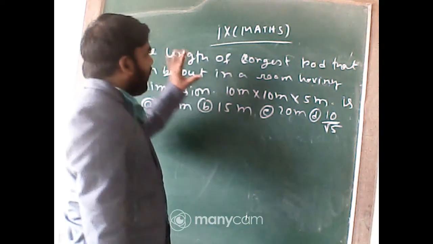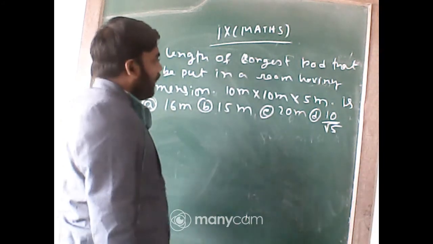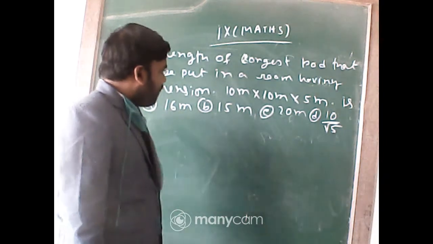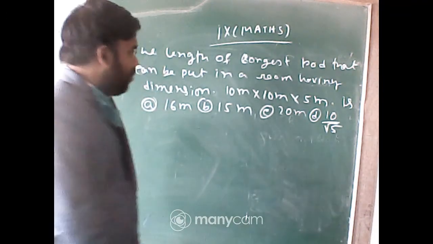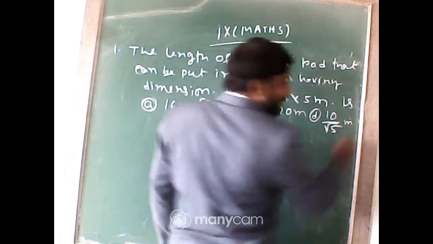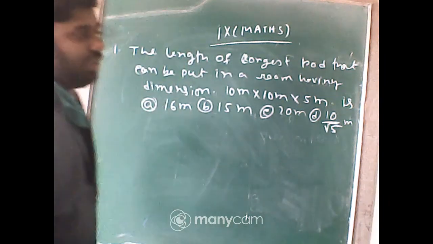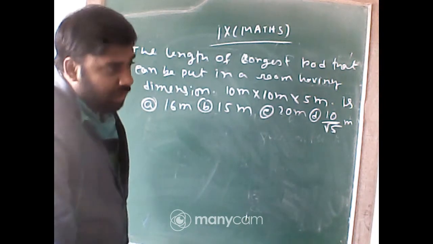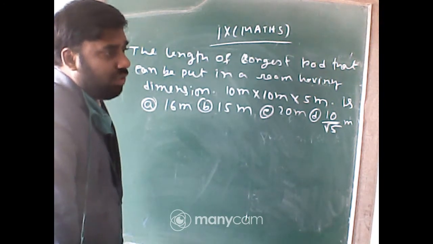The length of a longest rod that can be put in a room having dimension 10 meter into 10 meter into 5 meter is option A 60 meter, option B 15 meter, option C 20 meter, and option D 10 by root 5 meter. Okay, which one will be the correct answer? Amrita has answered, that is option B. Okay, anyone else? Arpit, Ronit Dotto. Okay, very good, Ronit Dotto.